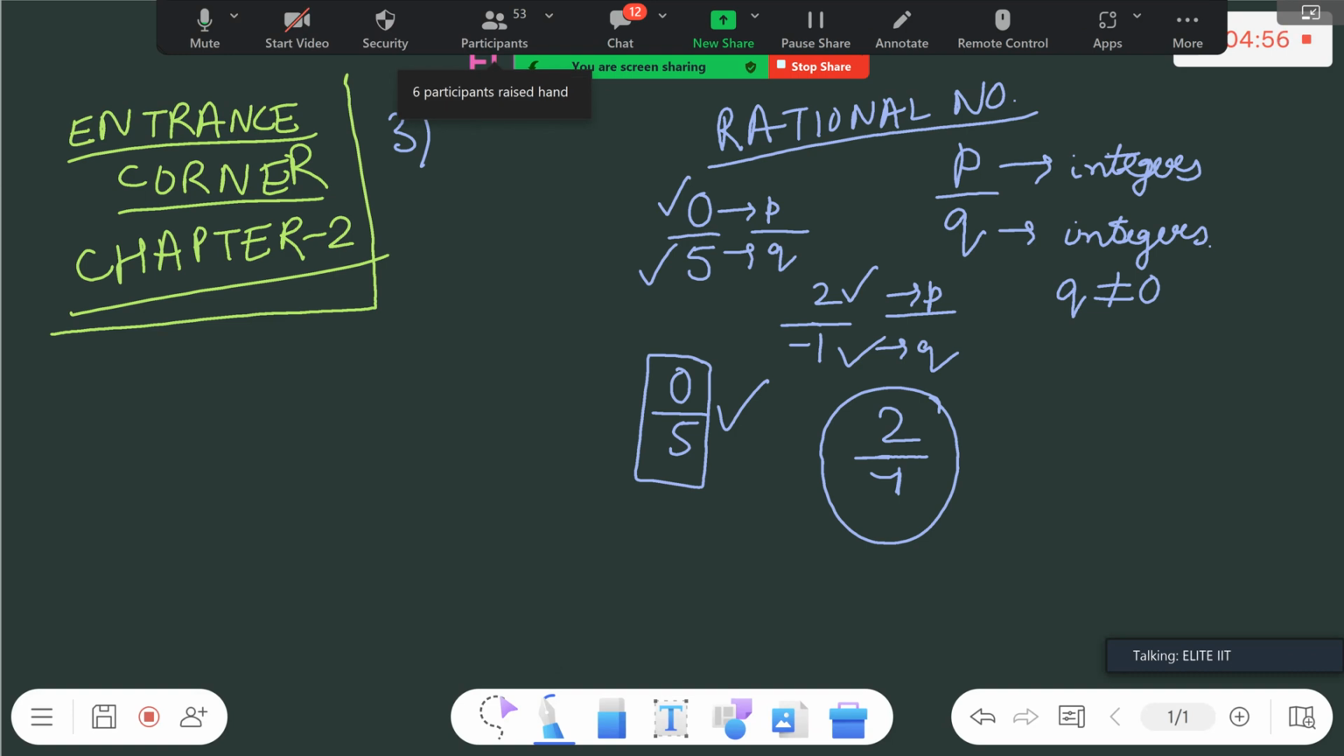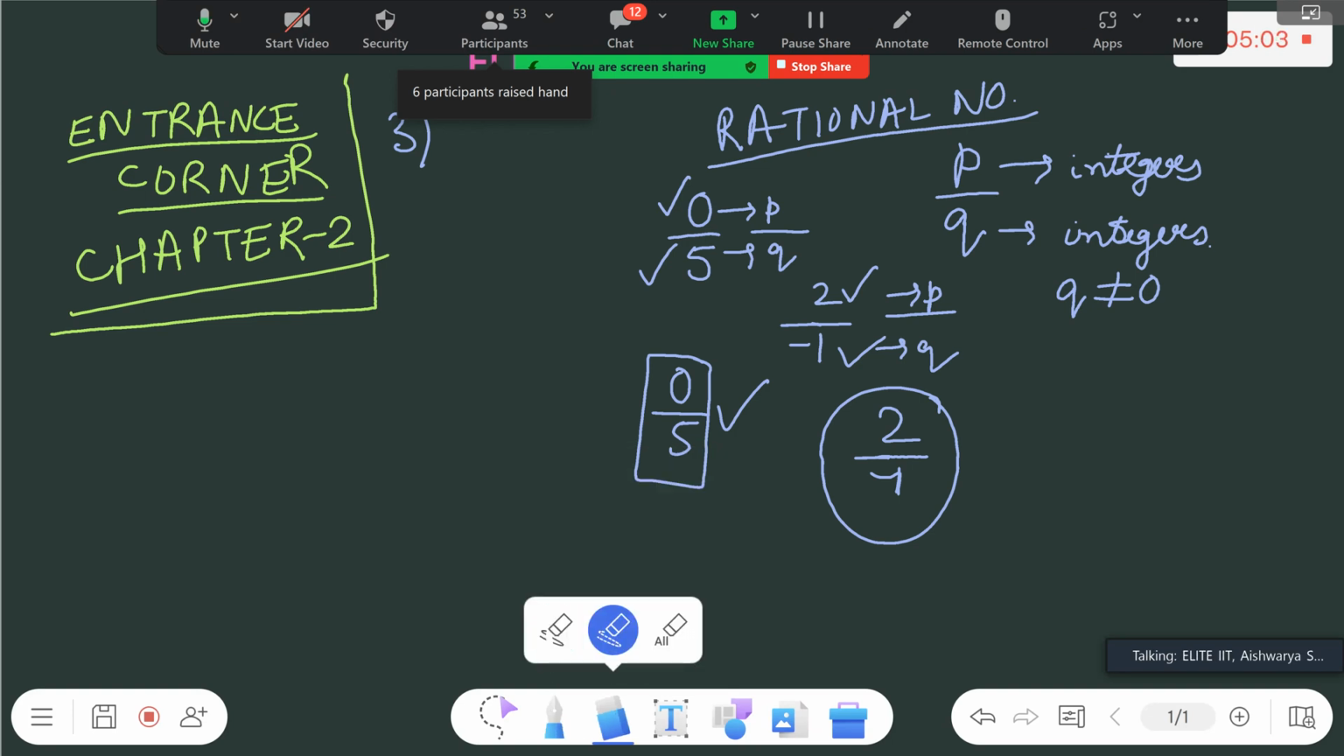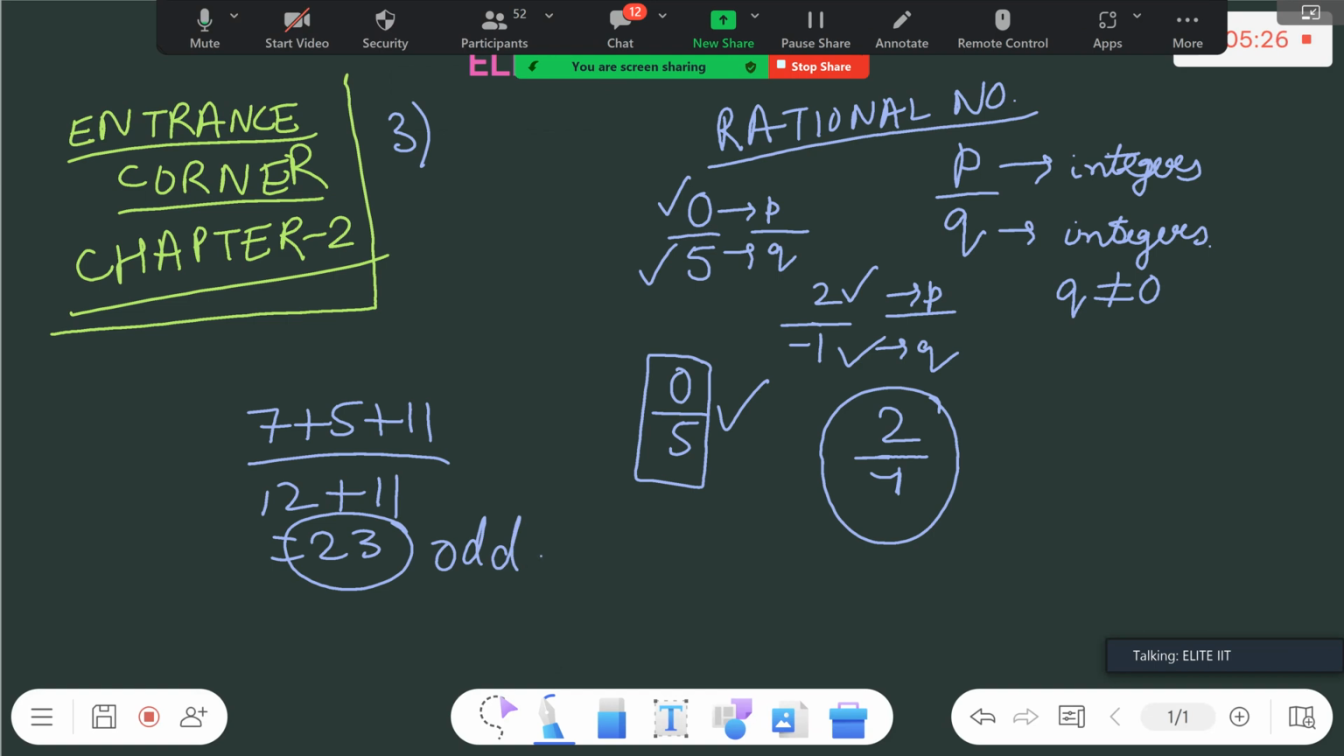Yeah, sum of 3 odd numbers is always odd, isn't it? So, do you have any doubts regarding that? How? 7 plus 5 plus 11, isn't it? 7 plus 5 plus 11 is how much? 7 plus 5, 12 plus 11, 23, odd, isn't it? Yeah. Sum of 3 odd numbers is always odd, okay?